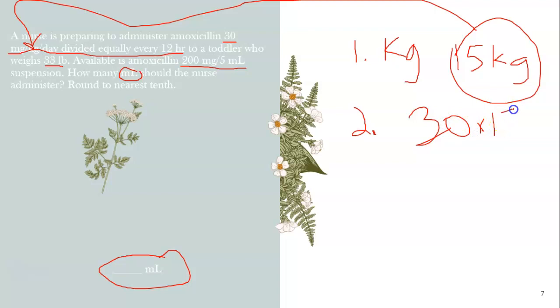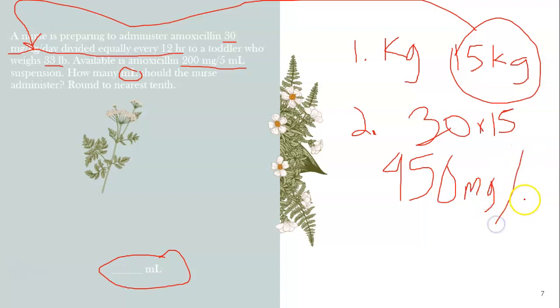And that 30 times 15 means that every kilogram is going to get 30 milligrams. And that's what it says. So I times that by 30, and I get 450. When I get 450, I ask myself, what was that again? 450 milligrams per day, because I didn't take care of the day yet.